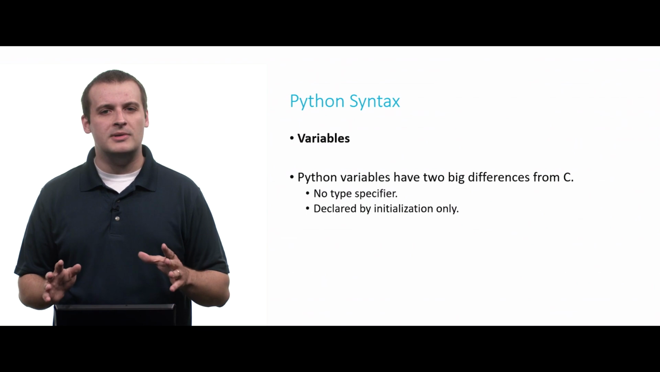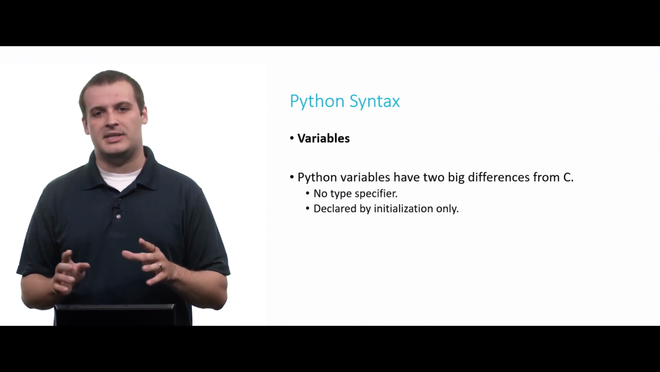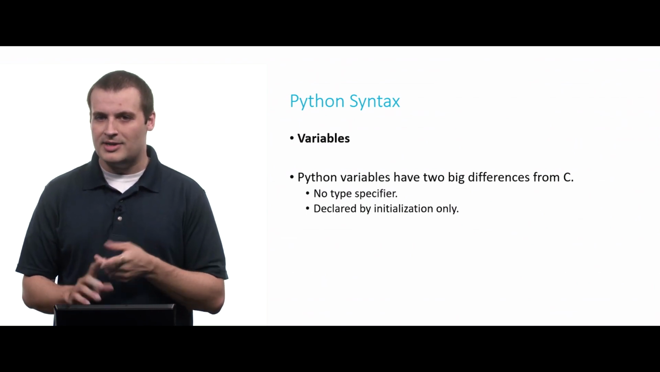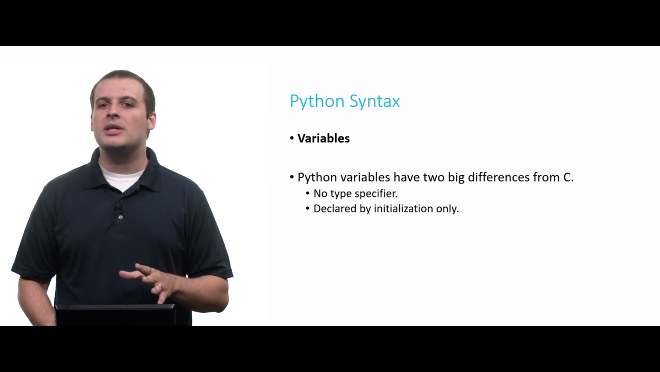So let's go through some of the basic things that we can do in C and show you how we can do them in Python. So variables have 2 big differences from C. We don't have to specify a type anymore, so that's pretty cool. And we can declare them only by initialization.